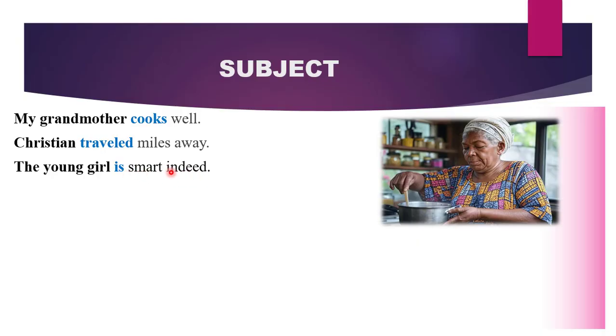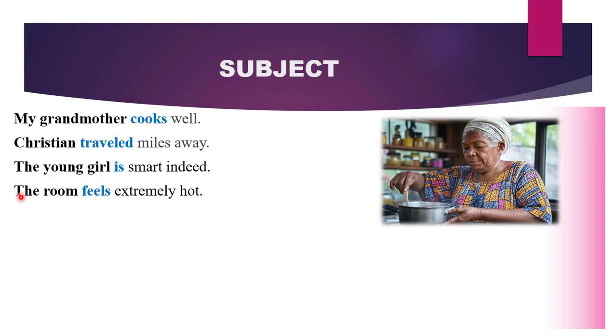So in this sentence, if we want to identify our subject, we simply ask who is smart indeed. And what is your answer? The young girl. So the young girl is smart indeed. She is smart indeed. Therefore, the young girl is our subject because the predicate is talking about the young girl.